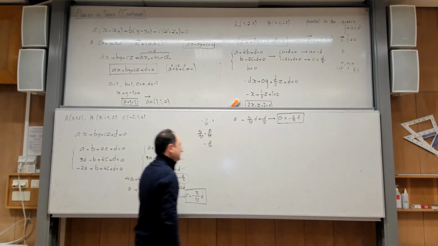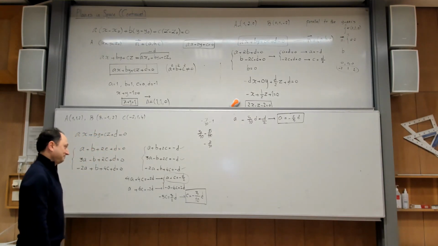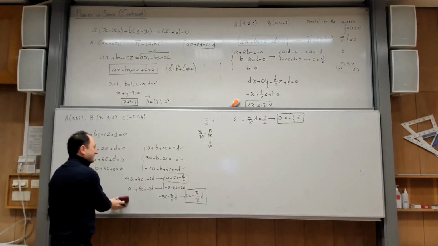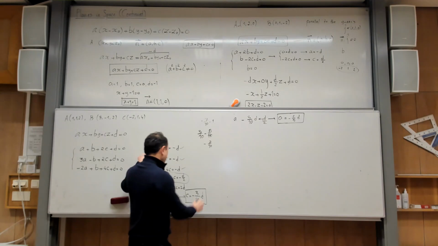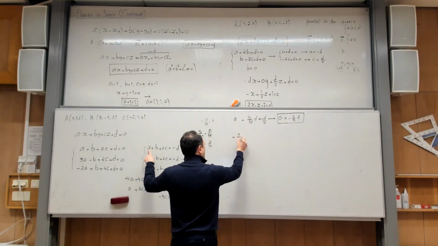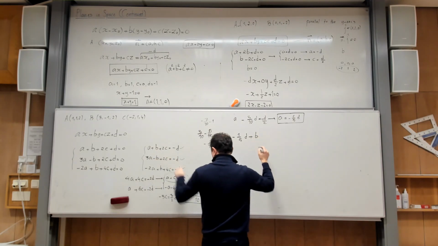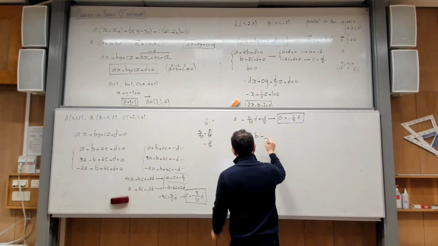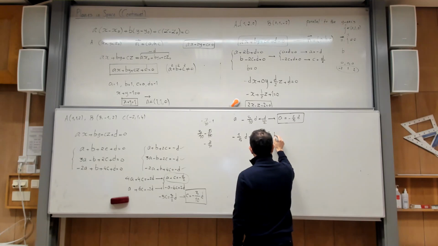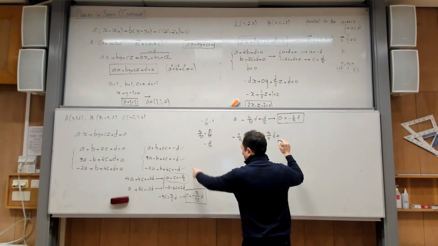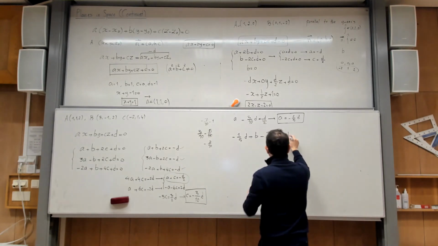Do you agree with this one now? Yes. Hopefully, yes? And now we go back here. Instead of a, I put minus 1 over 5d. Instead of b, I still don't know. And instead of c, I put this one. I multiply it by 2. It's minus 3 over 5d. And on the right-hand side, I still have minus d.